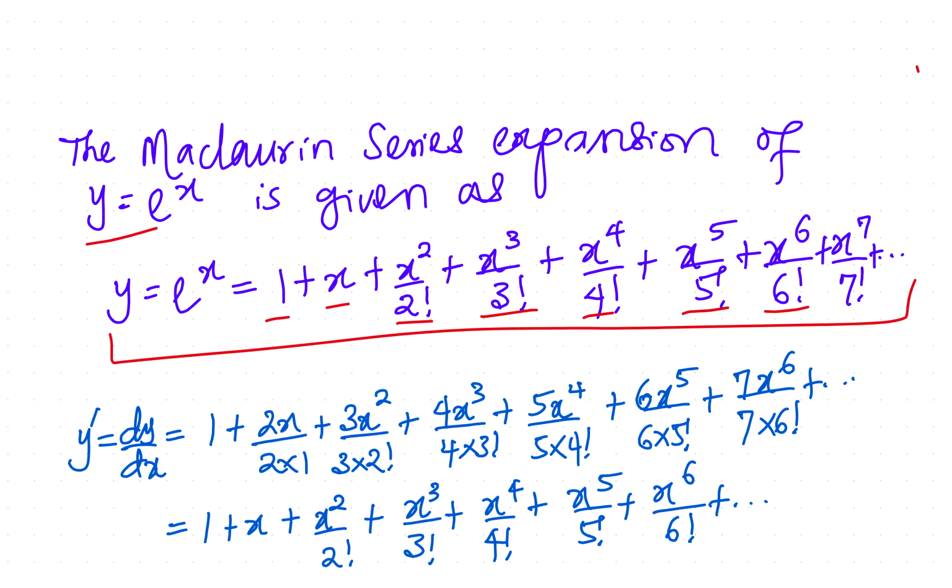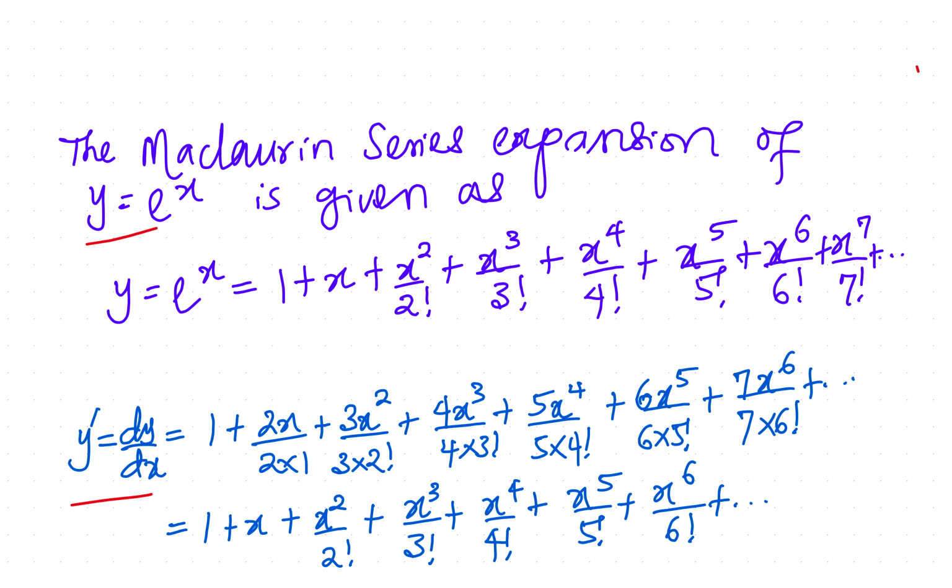Now let's look at the first derivative, that's y prime. y prime is dy dx. So it means you just differentiate term by term. Differentiate 1, that goes away as 0. Then differentiate x, you get 1. Differentiate x squared over 2 factorial, that is 2x over 2 factorial, and 2 factorial is the same thing as 2 times 1.